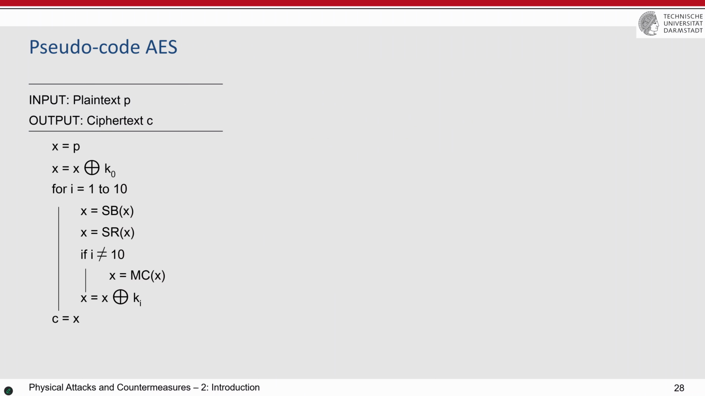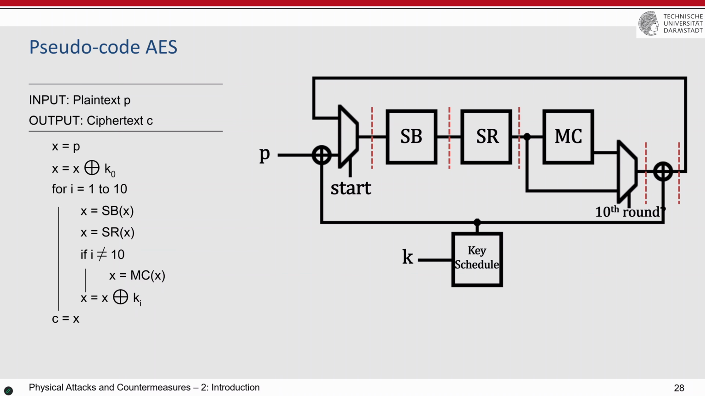And then the pseudocode of the AES, what you can write. X equals P, the plain text, and then XOR with the first round key, and then you have a loop, 1 to 10. You do sub-bytes, you do shift rows, and if you are not in the last round, you do the mixed column, and always you also add the round key, and then at the end you have the ciphertext.